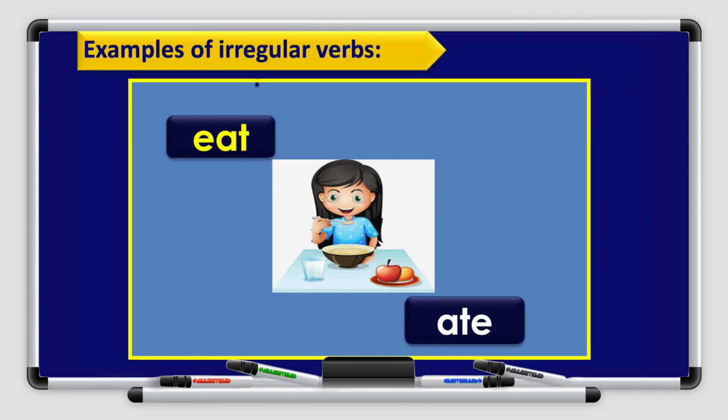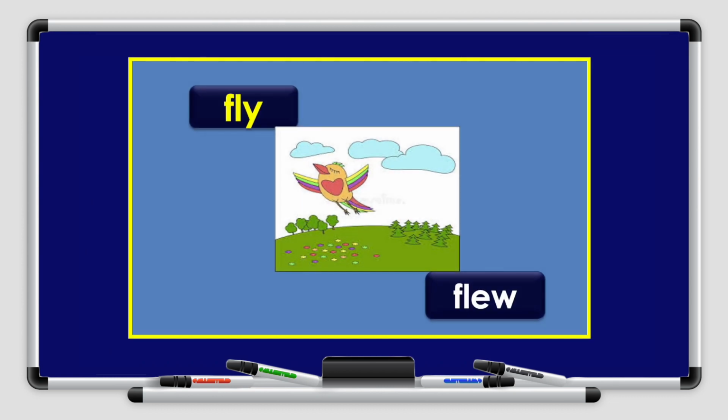Let's look at some irregular verbs. We have the verb eat. If I want to change it to the past, it will be ate. Eat, ate. Next, we have the verb fly. If I want to change it to past, I will write flew. Fly in the present, flew in the past.